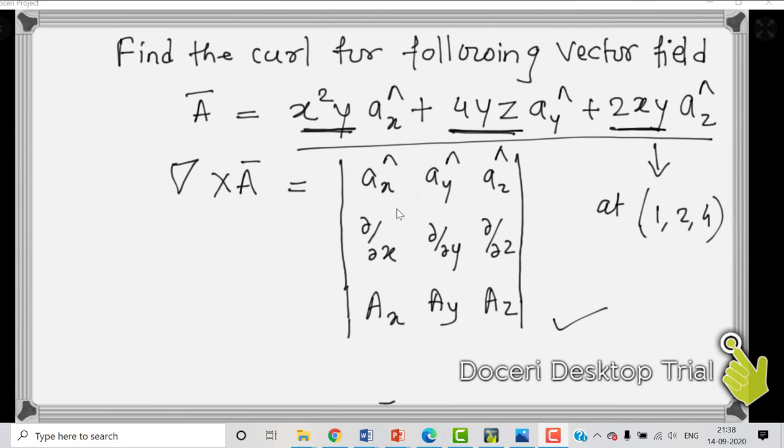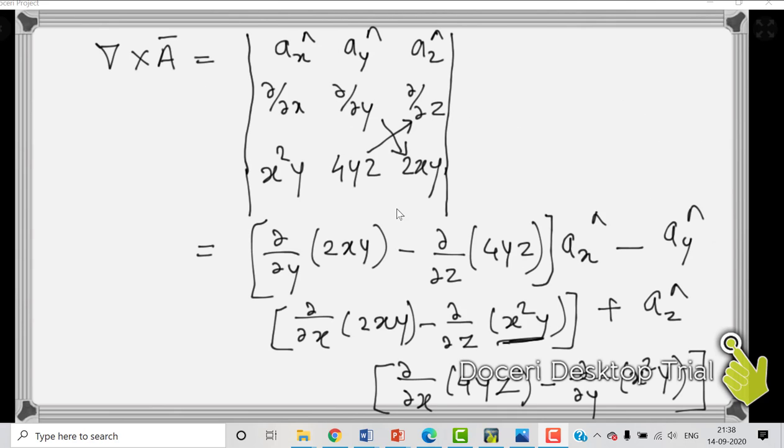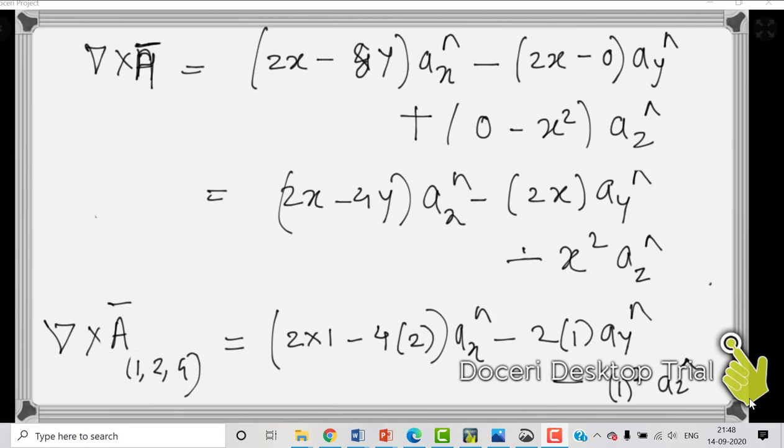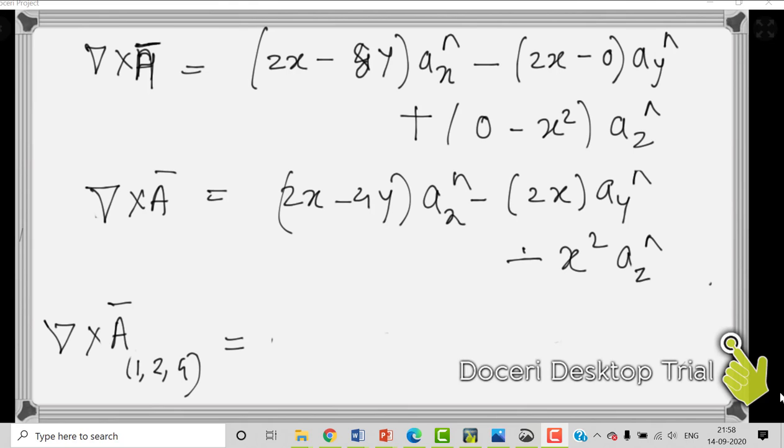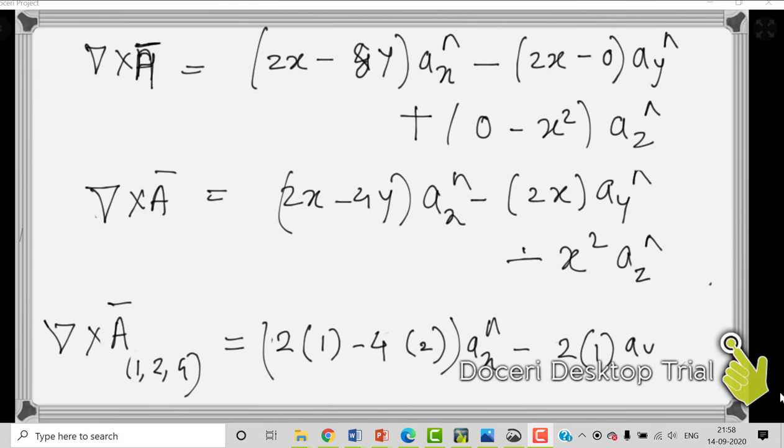Now if they have told us to find this vector field at a point, for example 1 comma 2 comma 4, then we will put this point 1 2 4. This is del cross A bar at 1 2 4. I will put x equal to 1, y equal to 2, and z equal to 4. So 2 into 1 minus 4 into 2 into ax cap, minus 2 into 1 ay cap, minus 1 square az cap. That will be the final term.